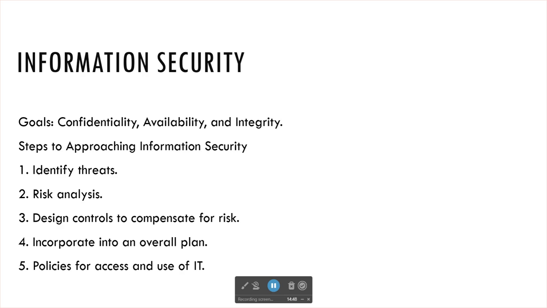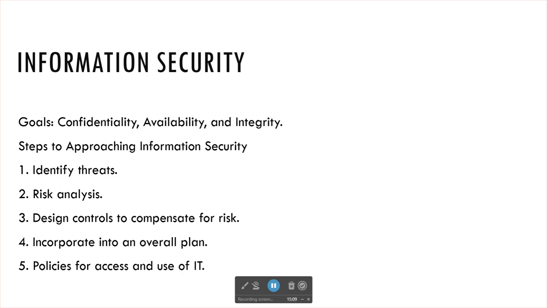Information security goals are confidentiality, availability, and integrity. Confidentiality: only the people who need to see it see it. Availability: if we need it, we've got it. Integrity: there is a consistency that exists throughout. And we talked a lot about that when we were talking about databases.